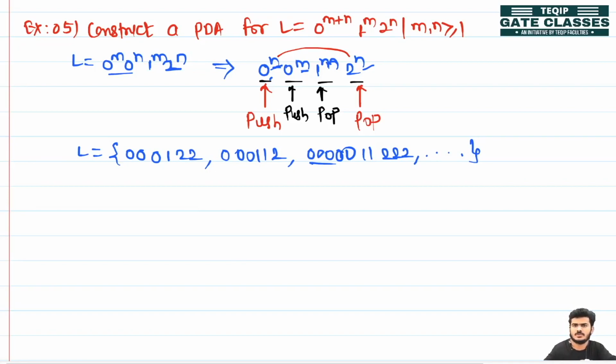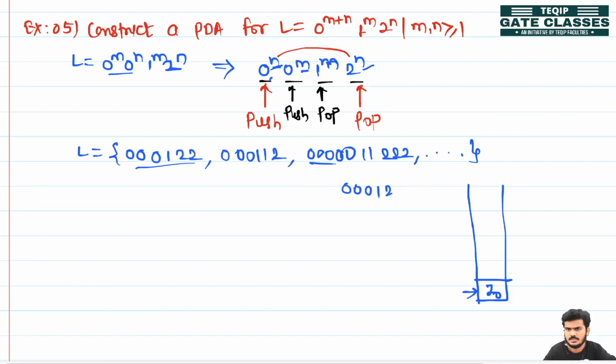Okay, so let's design a PDA for this language. The bottom of the stack is initially z0, and suppose I am considering this string 000122... sorry, 000. Okay, correct. This is n, this is m, this is m, and this is n, and finally epsilon.